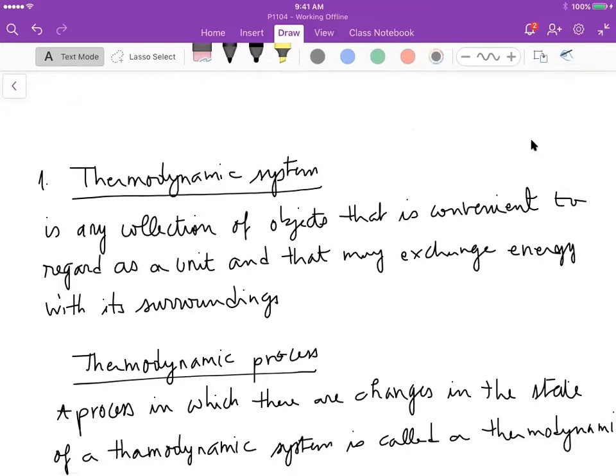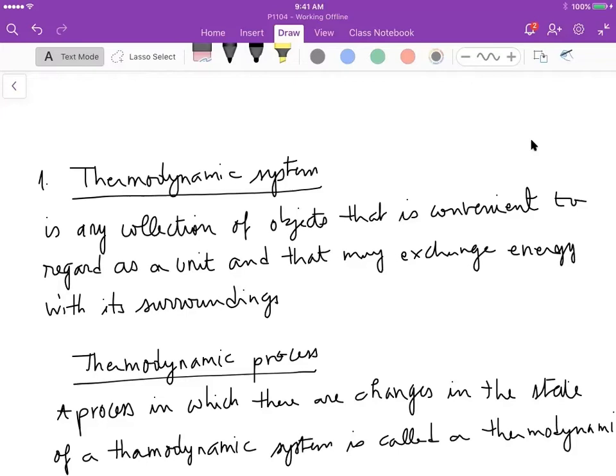So the first concept that we're going to define is a thermodynamic system. So what is a thermodynamic system? It's actually any collection of objects that is convenient to regard as one unit and that may exchange energy with its surrounding. Like, for example, refrigerant in an air conditioner. This can be seen as a thermodynamic system which can exchange energy with the surrounding.